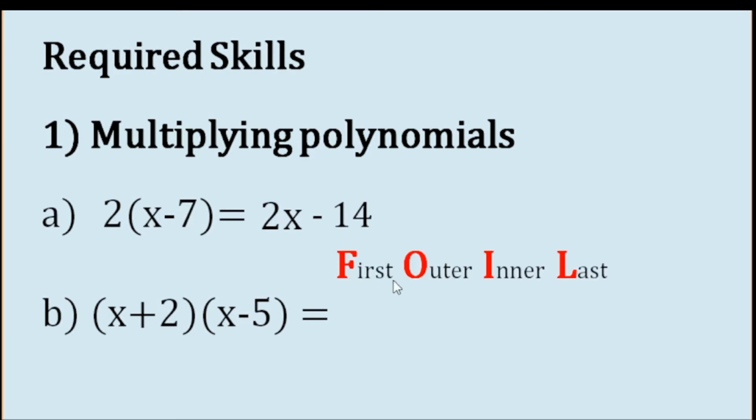F stands for first, O stands for outer, I stands for inner, and L stands for last. So for first, that means we multiply the first terms here, x and x, so that gives us x squared. Then O, outer, that means x times negative 5, that's negative 5x. Then inner, that means 2 times x, that gives us plus 2x. And then L, last, 2 times negative 5, which is negative 10.